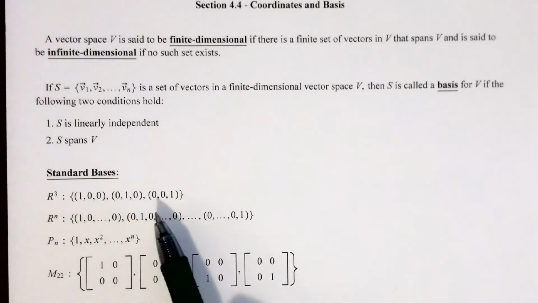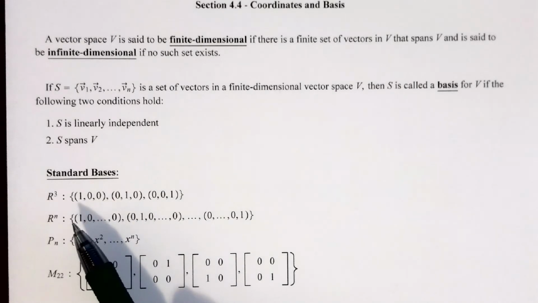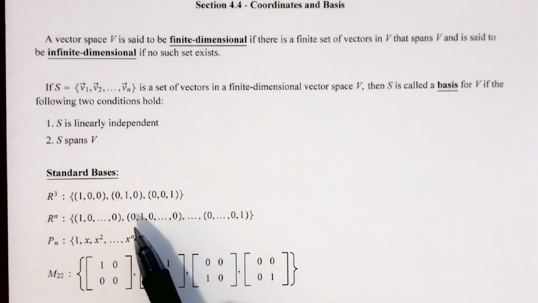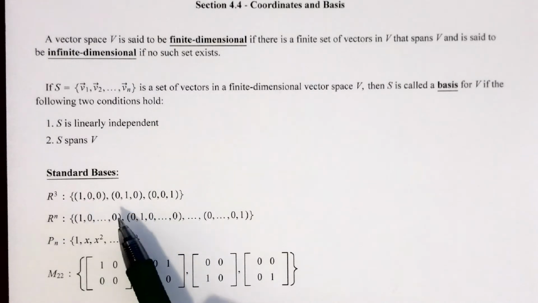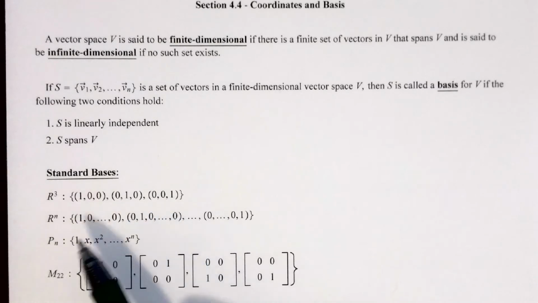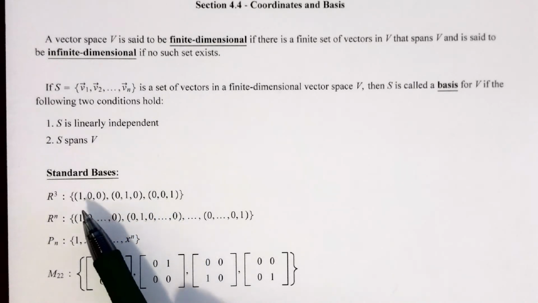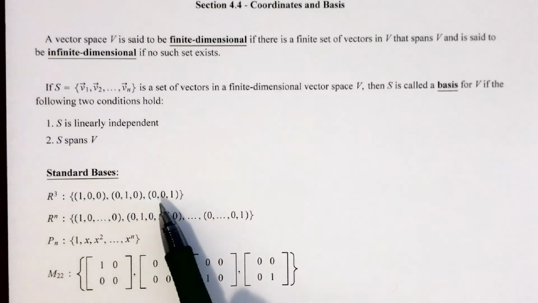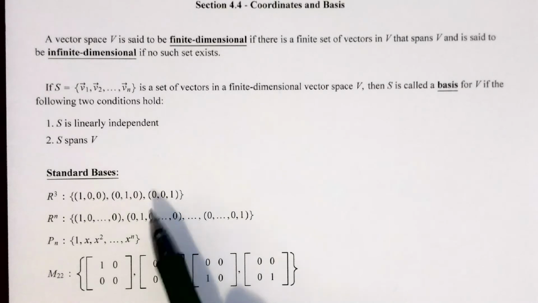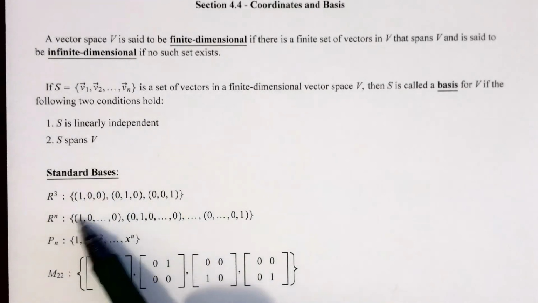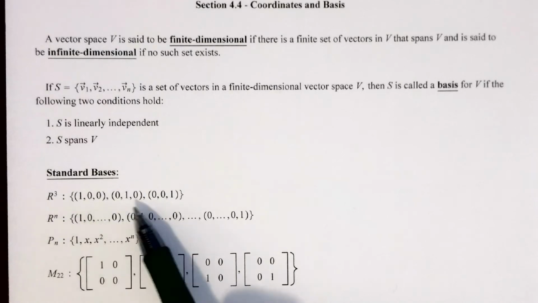And do they span all of 3 space? Yeah. Think of any 3 space vector. It can be written as a linear combination of these 3 vectors, right? So the vector 3, 1, 2 would be 3 times this vector here, plus 1 times this vector, plus 2 times this one. So that's what a standard basis is. That's what we call the standard basis for 3 space. Now there are other bases for 3 space.